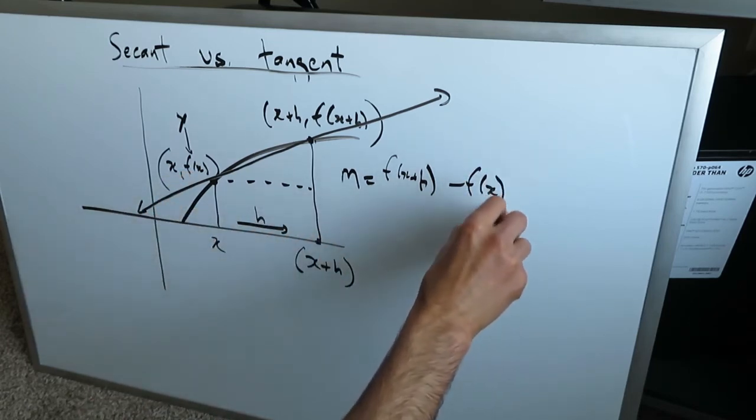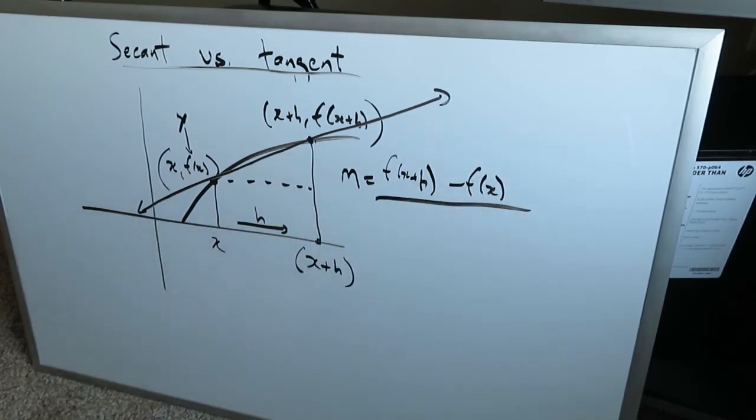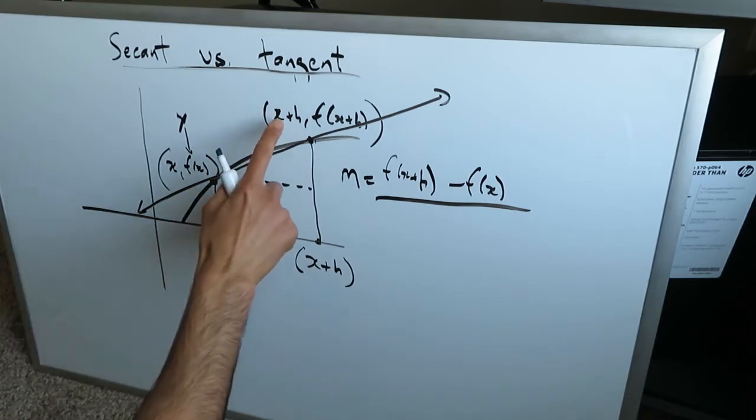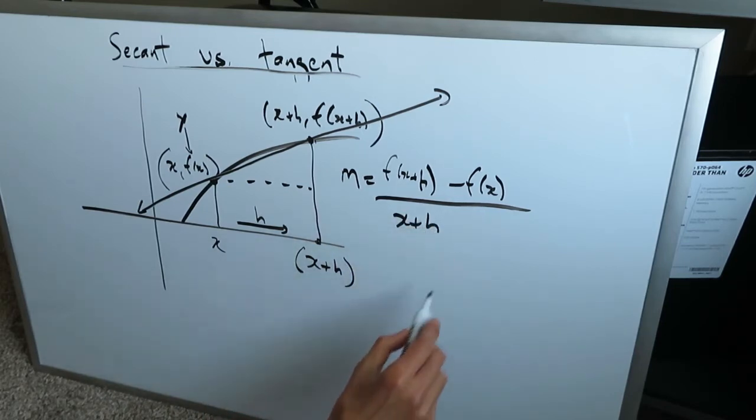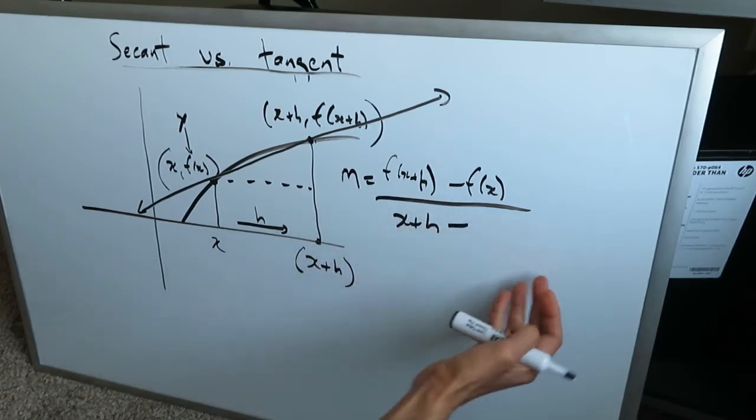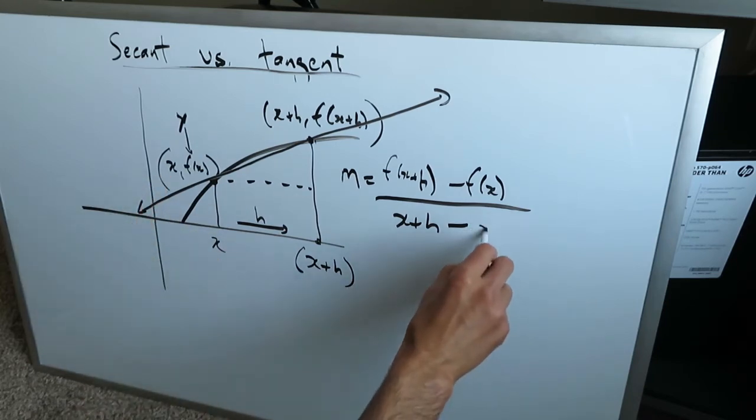See, now I'm putting the denominator aspect of the slope formula, which is x2 minus x1. What's my x2 value? It's x plus h, because I moved h units towards the right. It became x plus h. And of course it's x2 minus x1. What's my x1 value? It's x.